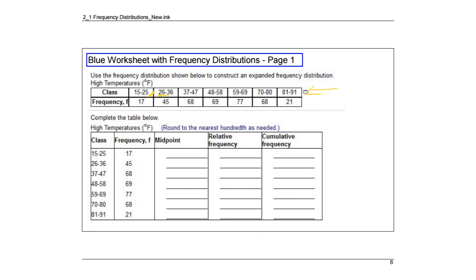But they're going to want some other information. They want the midpoint, the relative frequency, and the cumulative frequency. We're going to work on those one per page. But I wanted you to see here that we have round to the nearest hundredth, right? So that means 2 decimal places, if needed. All right, so let's work on midpoint.